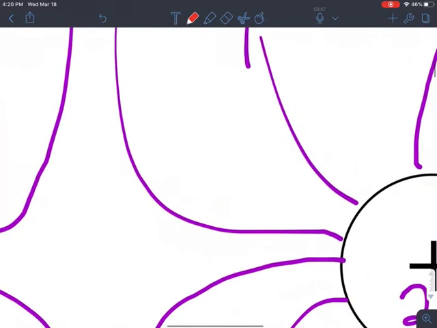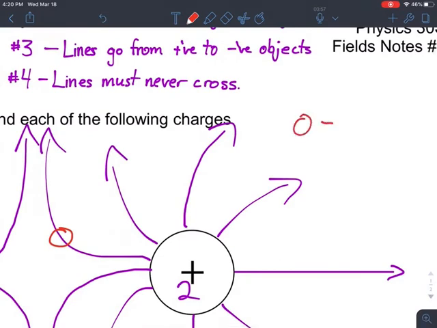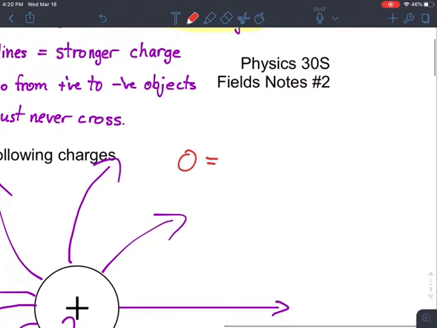And so we've got this nice curved line here. This means that if we would place a positively charged object right there, let's just say that a red dot equals a positive charge.